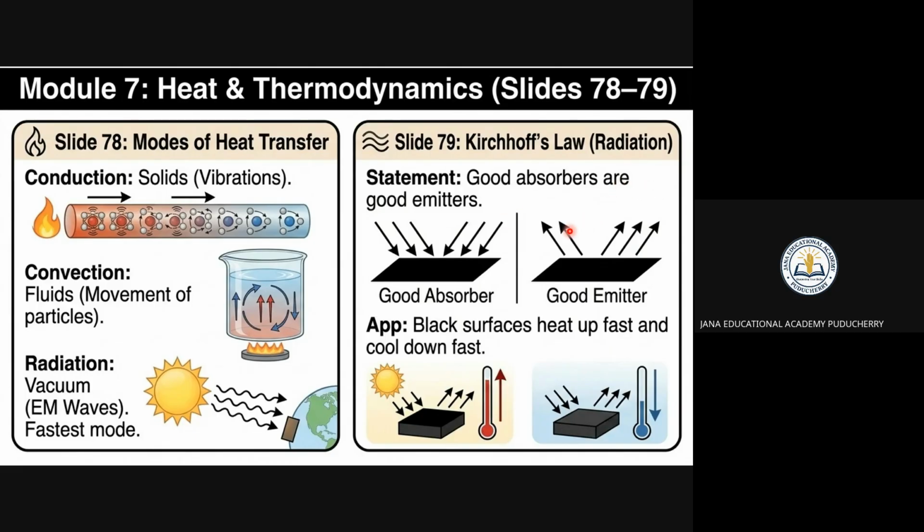You can see there are good absorbers and good emitters. So black surfaces heat up fast and cool down fast. The same way they heat up, they also cool down. In sunny season, the temperature increases automatically, and in the cooling season, it also cools easily.